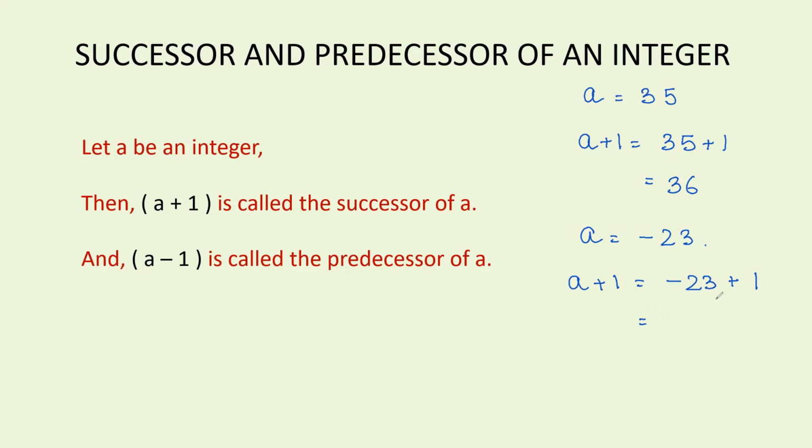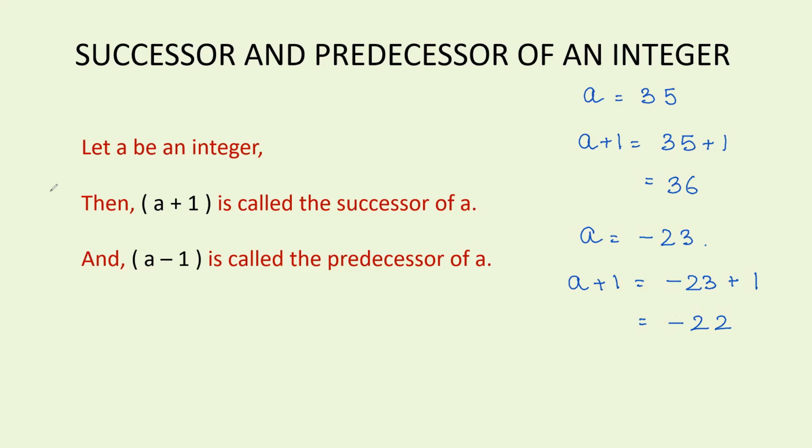Here the difference of 23 and 1, we are taking the numerical value. Please note this. The difference of 23 and 1 is 22. Here 23 is the greater number, so its sign comes and it becomes minus 22. So the successor becomes minus 22.